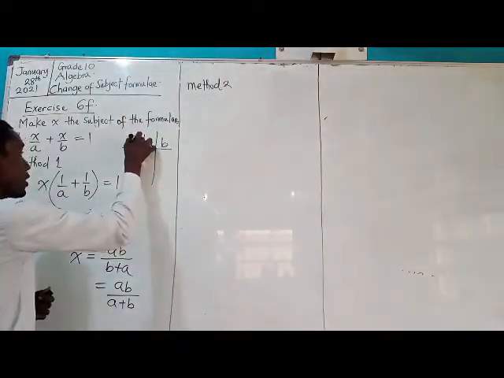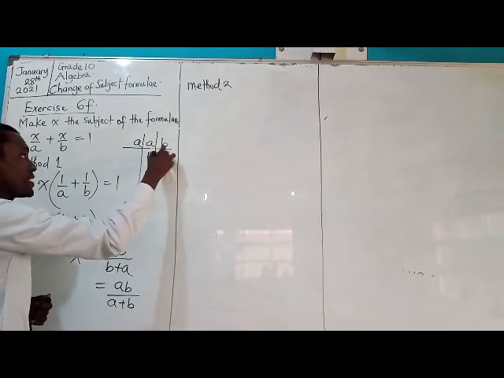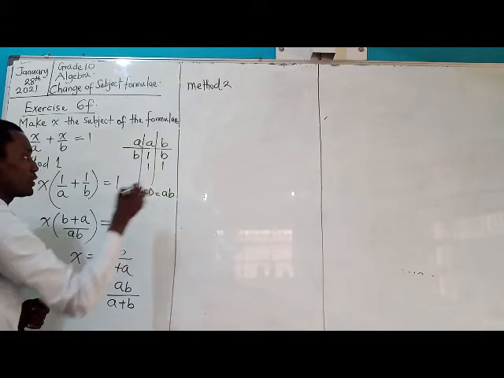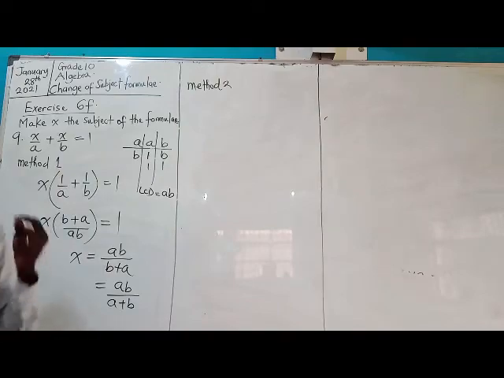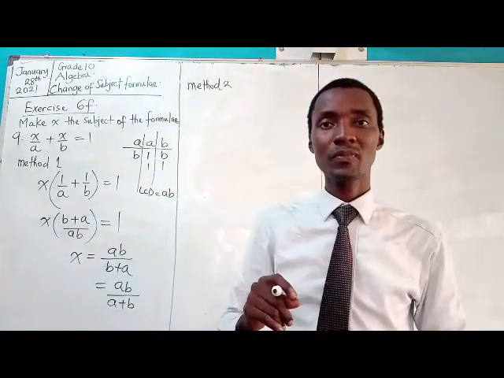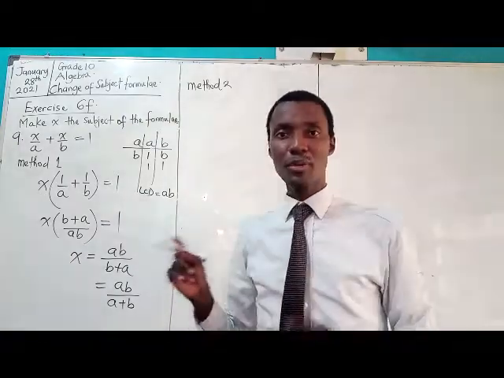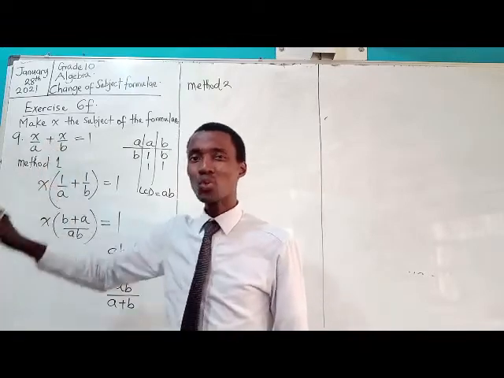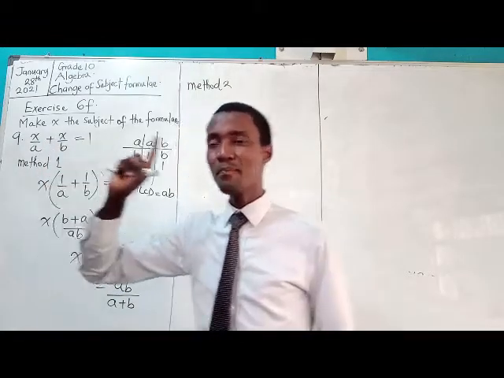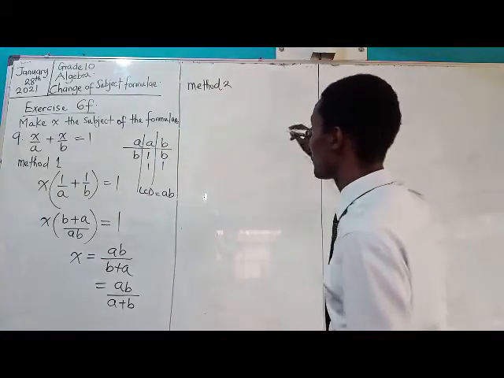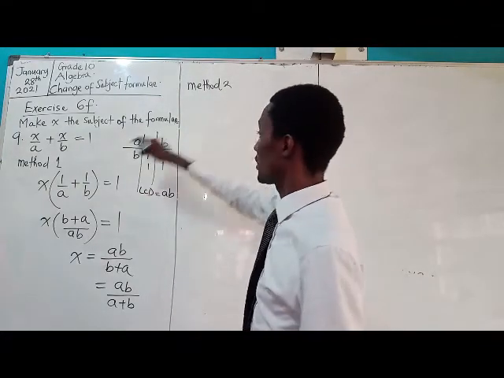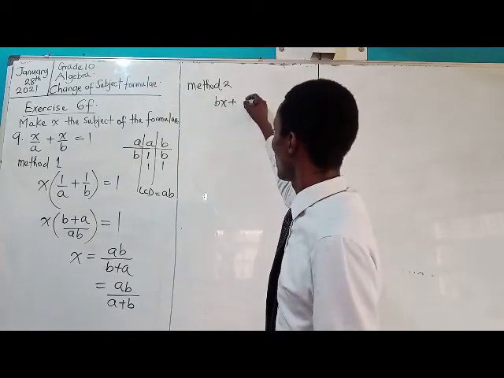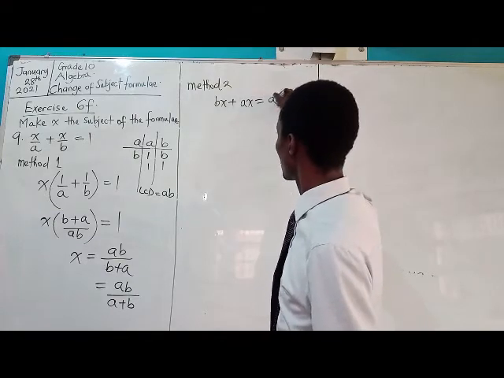So with that idea, A will be 1, and B here will be 1. So the LCD will be AB. So with that, I will then multiply through by AB. Remember, we are dealing with algebraic fractions now. If I multiply through by AB, I'm going to have Bx plus Ax equal to AB.